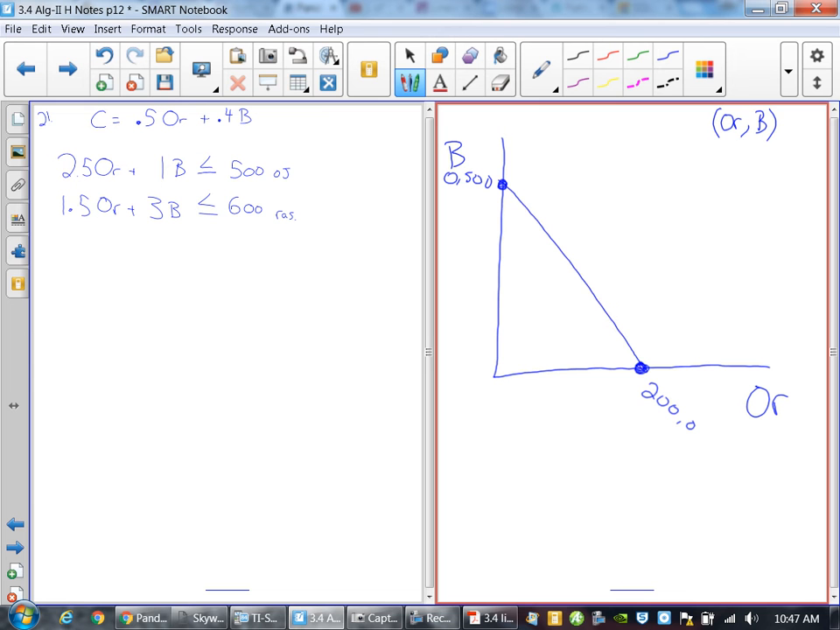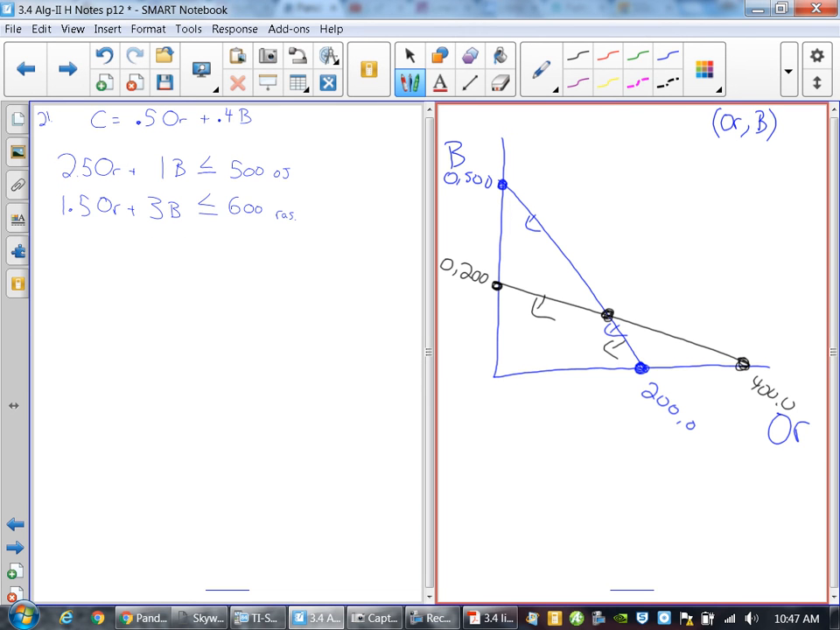Is that moving inward or outward? That is inward. Moving inward. On the other one, I have 400 and 200 for my intercepts. And it's also inward, very good. Which means they ran into each other right there.